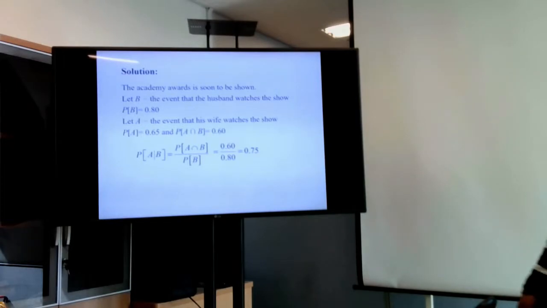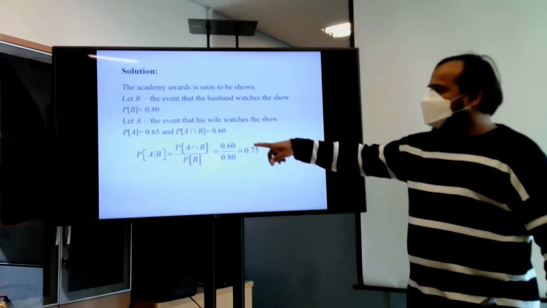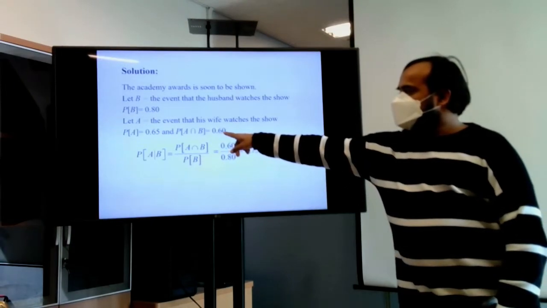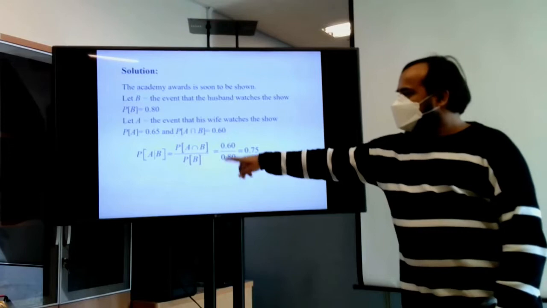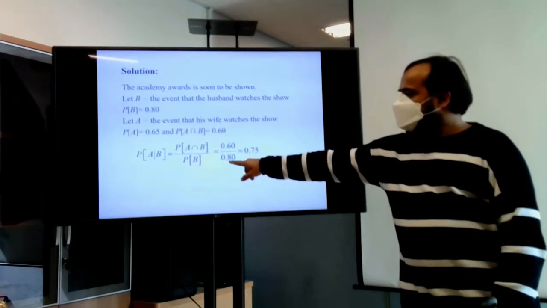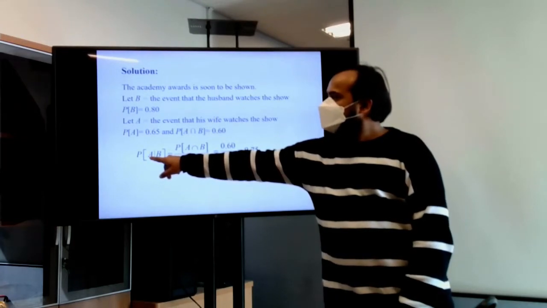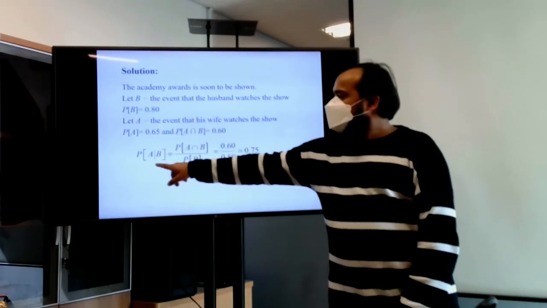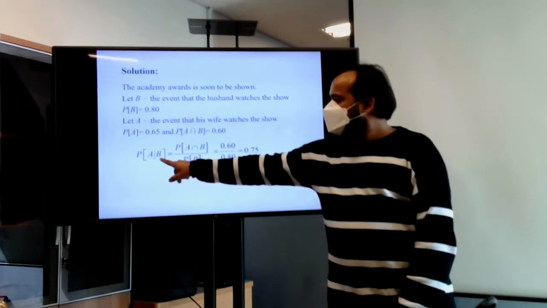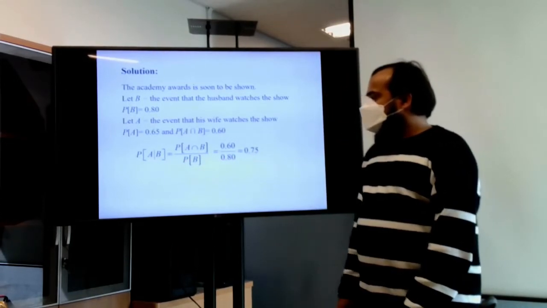So husband probability 0.8 and wife probability 0.65, and both can watch the same program with 0.60. 0.60 divided by 0.8. Then suppose wife is an event, then probability of W given H is 0.75.